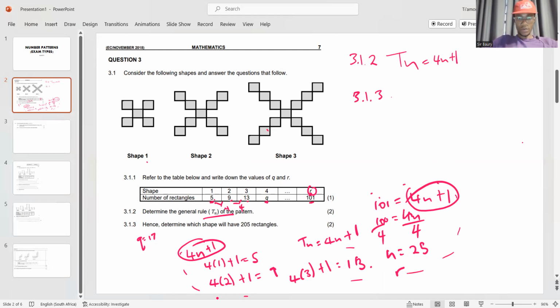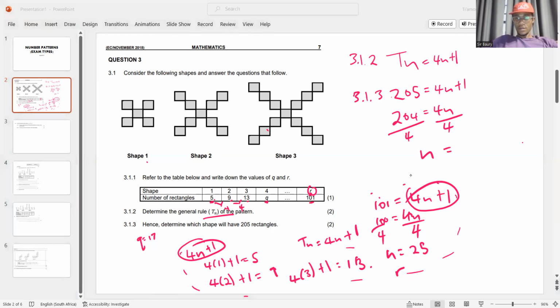3.1.3, hence determine which shape will have 205 rectangles. Shapes is Tn. Right, so I'm going to say 205 is equal to 4n plus 1. So I take the 1 to that side, 204 is equal to 4n. Divide by 4, divide by 4. Then we find the shape. n is going to be equal to 204 divided by 4, which is 51. So it's going to be shape 51.